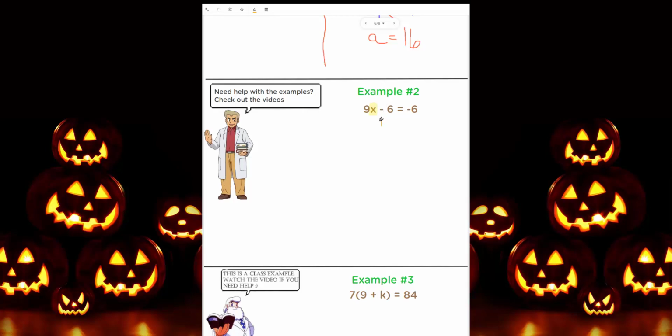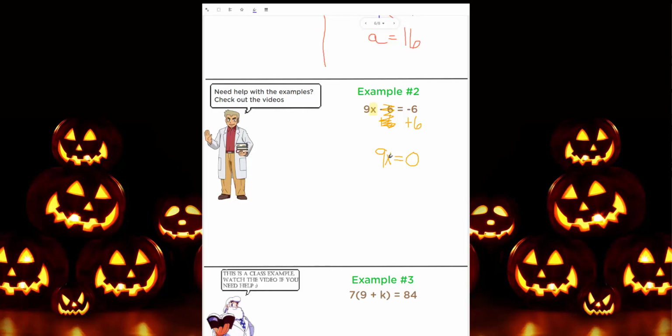So in order to cancel this out, and remember, we cancel things out by making them equal 0, what we're going to do is we're going to add 6 to both sides. Okay, and what's going to happen is that's going to cancel out, which means that we will have 9x on the left-hand side, and negative 6 plus 6 equals 0. All right. Now we need to cancel out multiplication and division, and then we will be done.